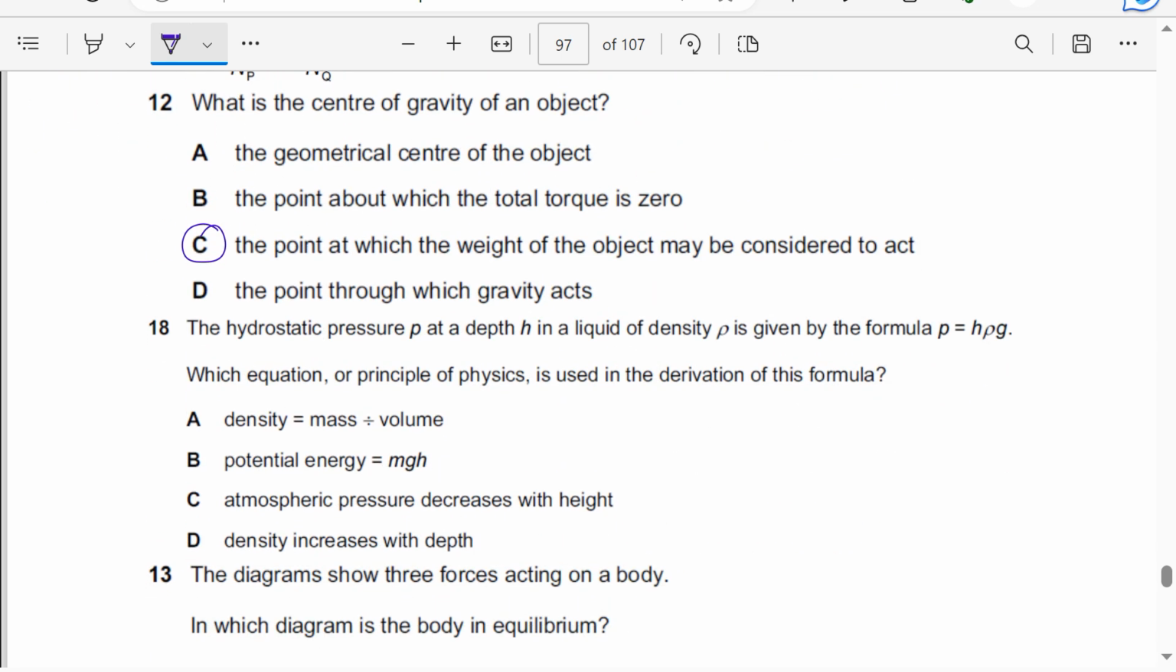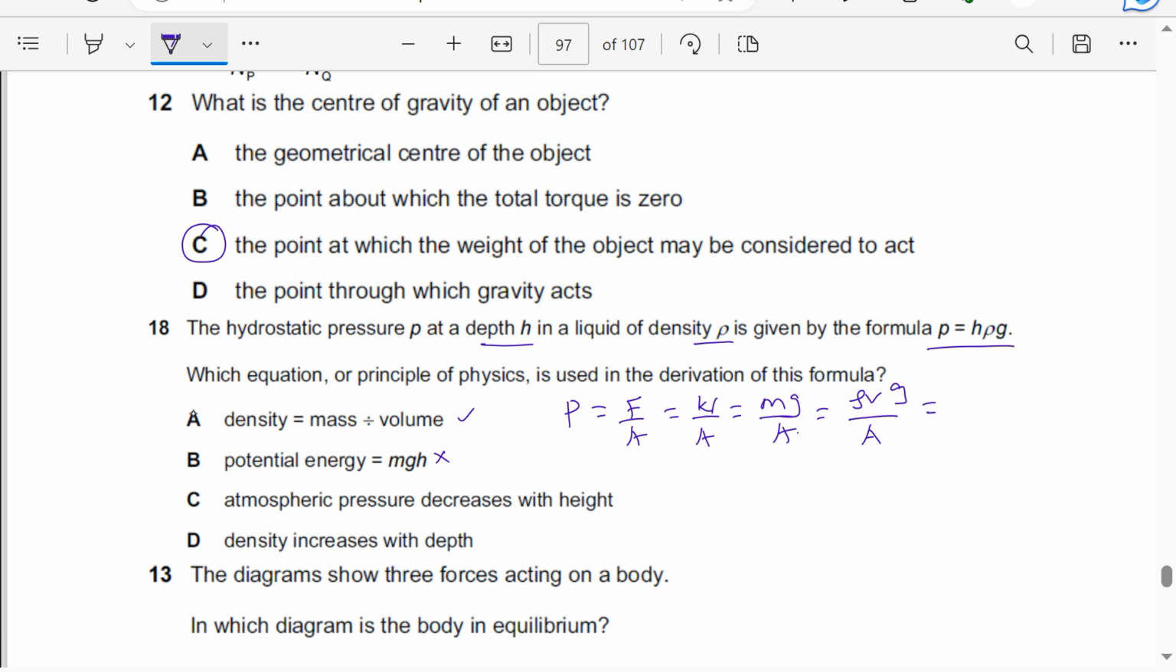The hydrostatic pressure P at a depth h in a liquid of density rho is given by the formula pressure is equal to h rho g. Which equation or principle of physics is used in the derivation of this formula? Pressure is force over area. Force will be the weight over area. The weight will be mg over area. Mass is density times volume. So this will be density times volume times g over area. So we are using that mass is density times volume, so density is mass divided by volume. So we have used this one. We have not used this one.